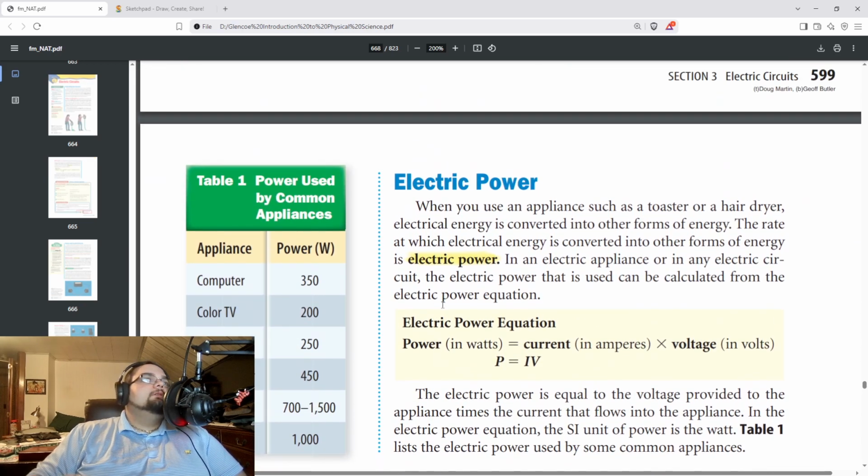Electrical power. When you use an appliance such as a toaster or a hair dryer, the electrical power is converted into other forms of energy. The rate at which electrical energy is converted into other forms is called electrical power.